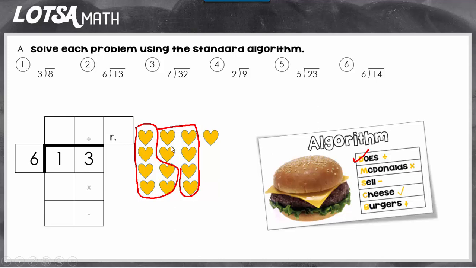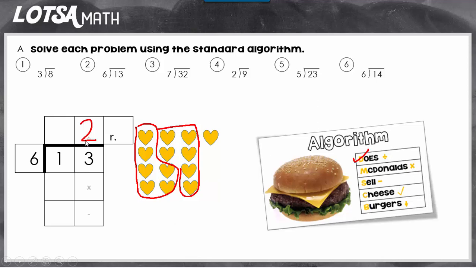So my division answer is going to be 2 because 13 divided by 6 makes 2 groups. I'm going to put my answer 2 right above the digit I'm working with, 3. Okay, my next step is going to be to multiply. And I'm multiplying to figure out how many of the hearts actually went into a group.